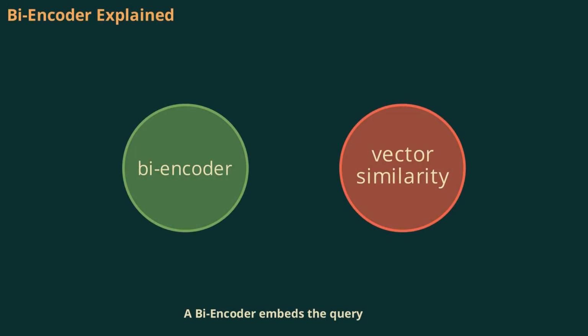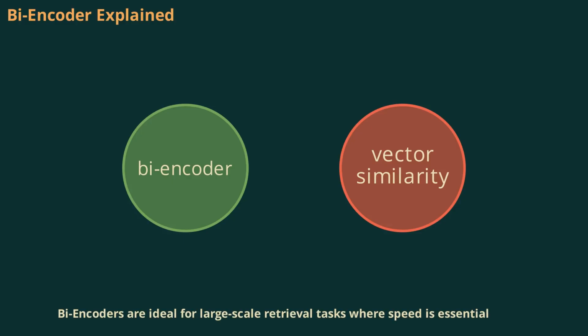Bi-encoder embeds the query and documents completely independently into vectors. Retrieval is performed using fast vector similarity such as cosine distance. This method is highly scalable but loses fine-grained query document interactions. Bi-encoders are ideal for large-scale retrieval tasks where speed is essential, but may sacrifice some accuracy.